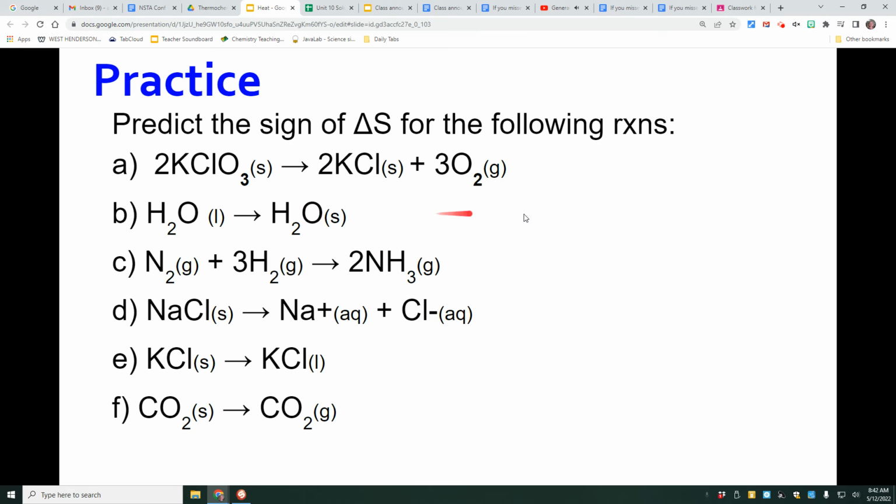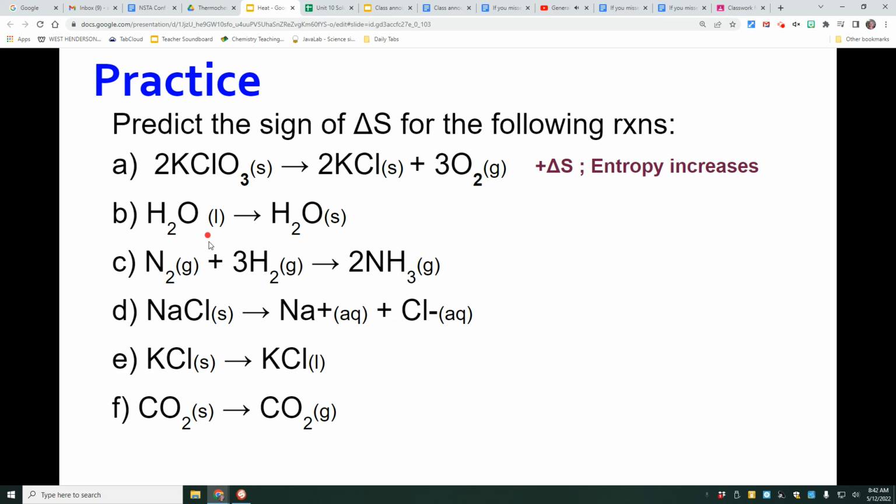All right, so let's try a few more. If we look at A here, see if you can make your prediction. All right, so this was very similar to our practice problem. We have a solid going to a solid and a gas. So we're going to say that delta S is positive. Our disorder or entropy is increasing. We're headed towards more disorder.